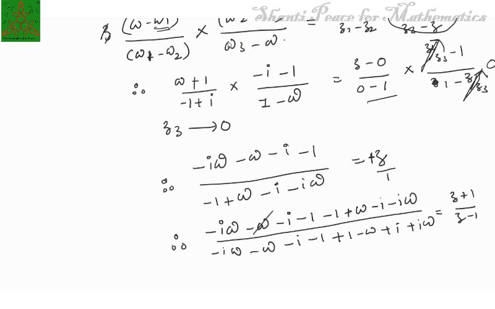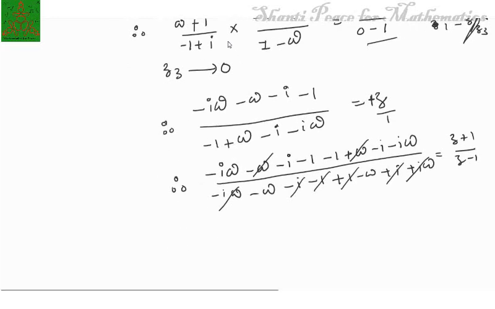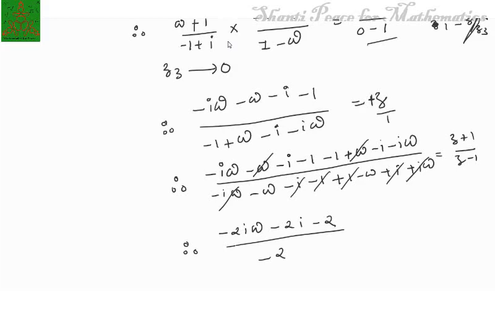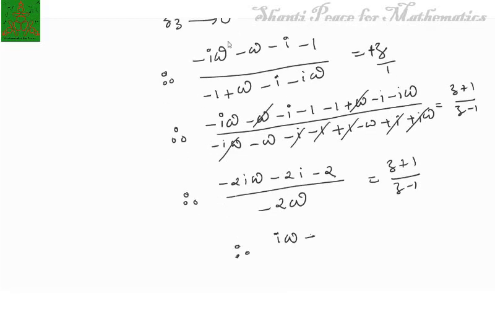And you just observe this w cancels out here. In the denominator you will cancel with this. 1 cancels out. i also cancels out. So you will be left with minus 2iw minus 2i minus 2 upon minus 2w equal to z plus 1 upon z minus 1. So hence this will give you iw plus i plus 1 upon w equal to z plus 1 upon z minus 1.